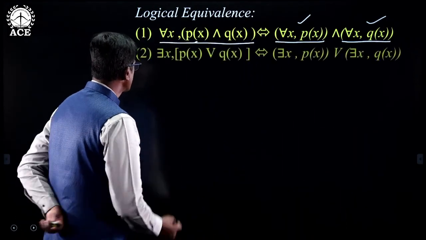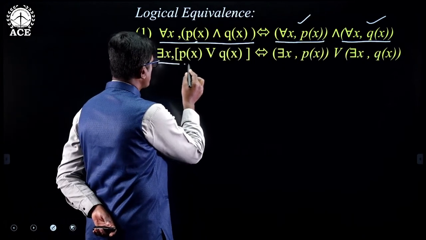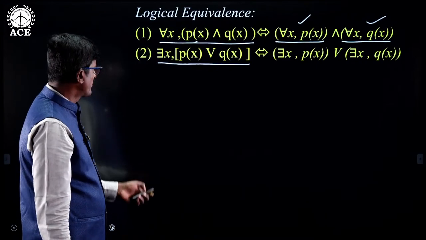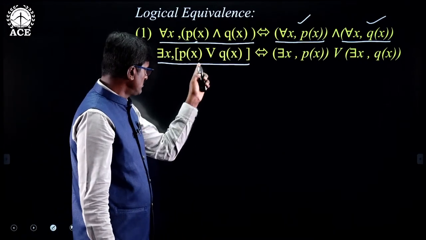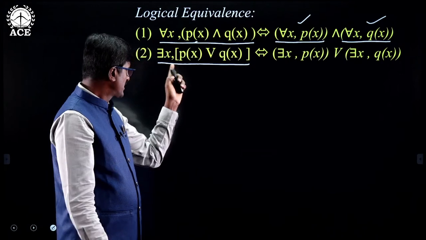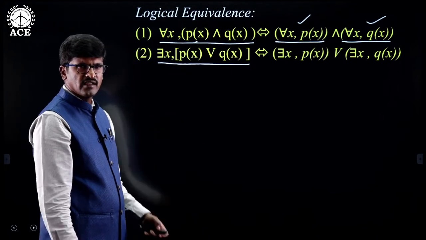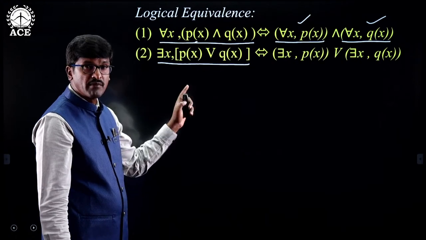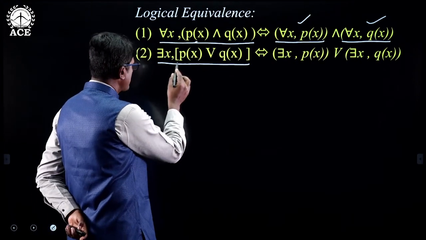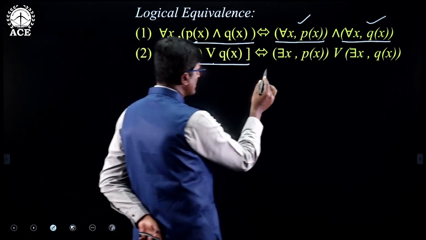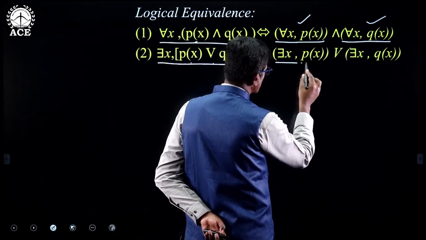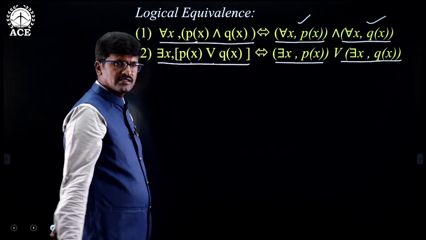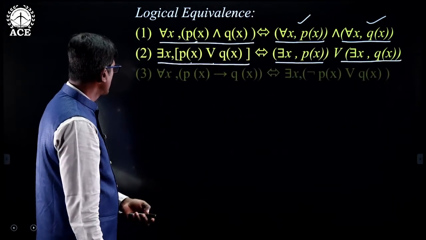The next one is, for some x, P of x or Q of x. This is the disjunction of P of x and Q of x. The disjunctive statement is false when both of them are false. So for some x, P of x or Q of x is logically equivalent to for some x, P of x, or for some x, Q of x. That is the second equivalence.